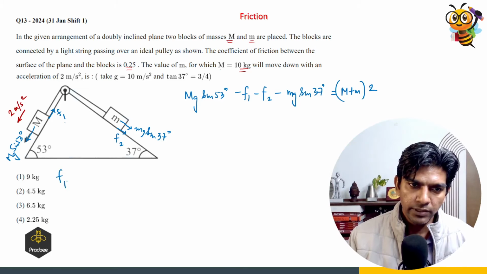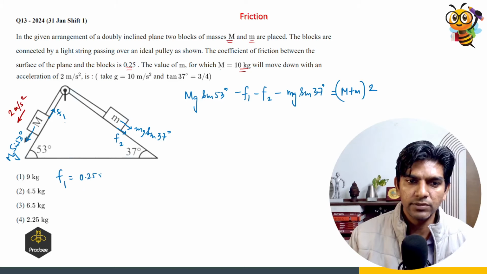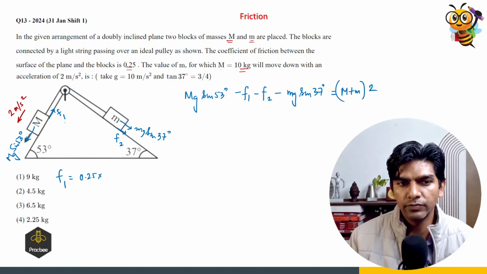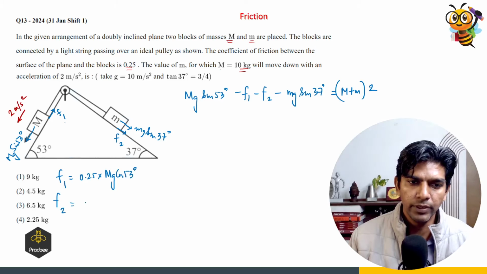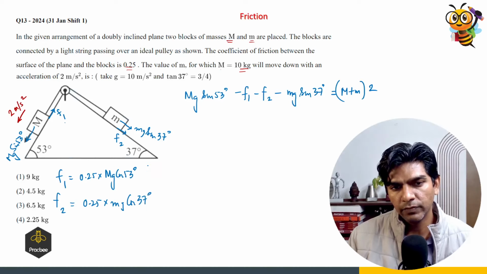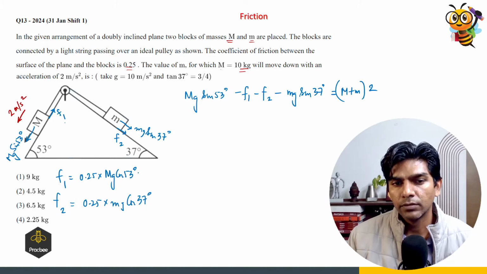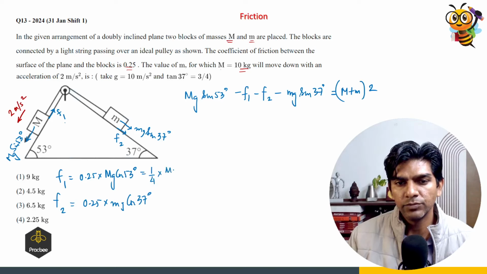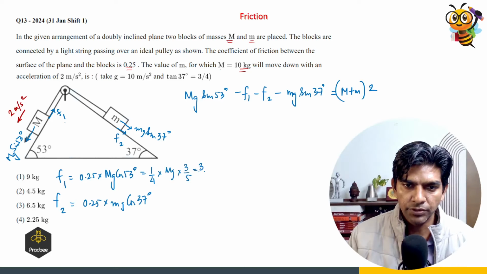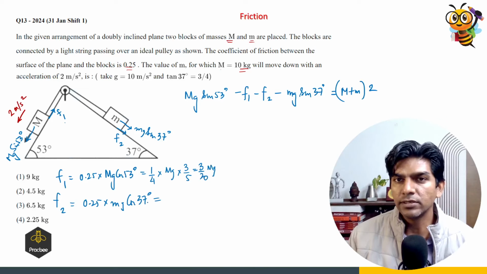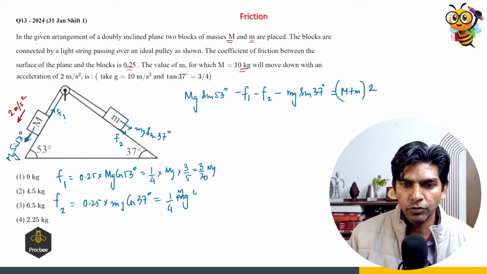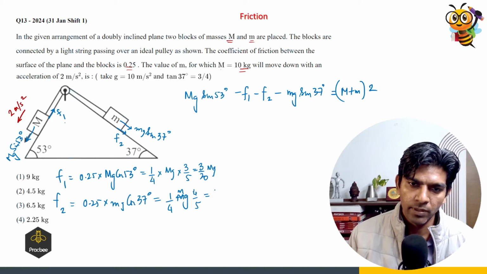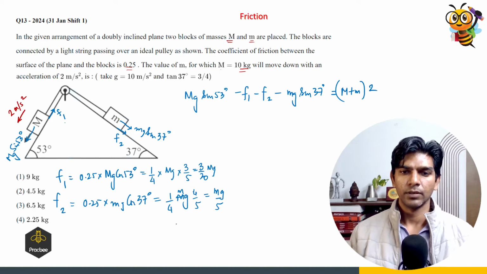So what is F1? F1 is mu, that will be 0.25 times capital Mg cos 53 degree. Similarly, F2 will be 0.25 times small mg cos 37 degree. So let me substitute the value. Cos 53 is 3 by 5. So it will be 1 by 4 times Mg times 3 by 5, and it comes out to be 3 by 20 Mg. Similarly, cos 37 is 4 by 5. So 1 by 4 small mg times 4 by 5. So this comes out to be mg by 5. So we got the frictional forces.